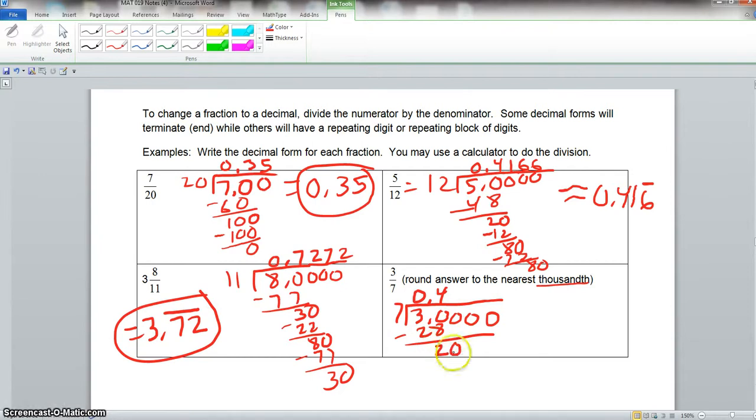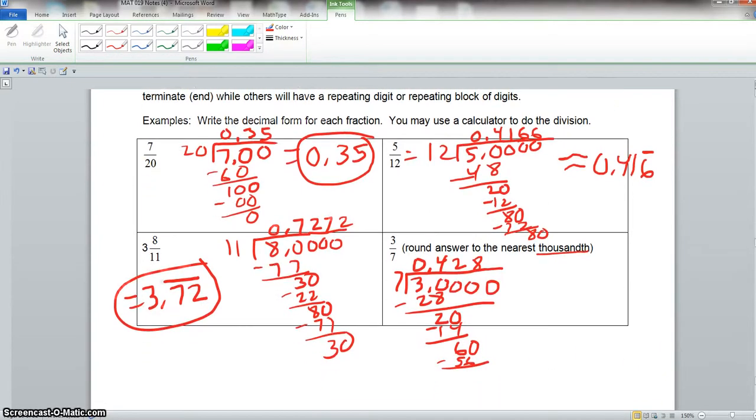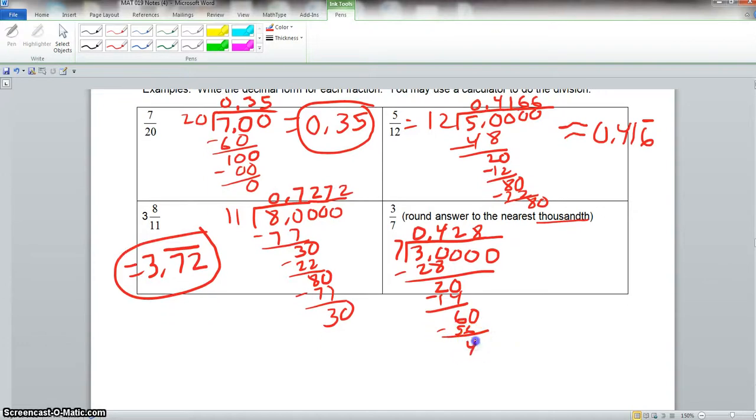Bring down your 0. 7 goes into 20 twice. 20 minus 14 is 6. Bring down your 0. 7 goes into 60 8 times. 8 times 7 is 56. 60 minus 56 is 4. Bring down our 0. 7 goes into 40 5 times. 5 times 7 is 35. And we can stop here.